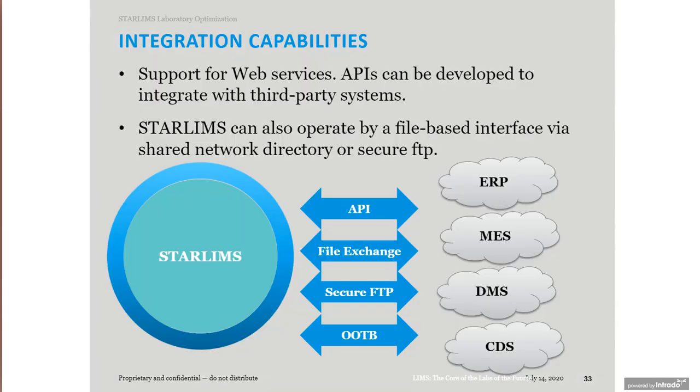Integration capabilities through web services API. We can connect to any kind of third-party system. It could be an ERP like JD Edwards, any kind of manufacturing execution system or document management system or chromatographic data system. And we have other ways for data capture and interface, such as file exchange, secure FTP, and many other features out of the box to support third-party integration.